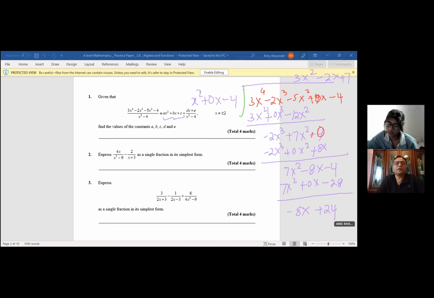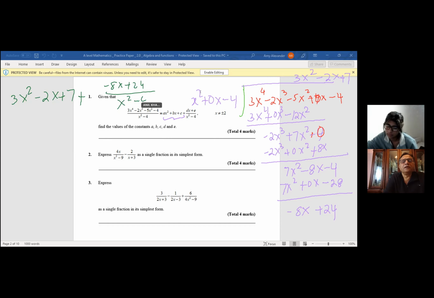Now you can compare the coefficients, correct? Yeah. So you can write down all the values, and that is how you're going to solve this particular question. So we have ax square plus bx plus c. Let me rewrite what I have, and then you can write down 3x square minus 2x plus 7. The remainder is minus 8x plus 24. So let me write plus here. And then we have minus 8x plus 24 divided by the divisor, which is x squared minus 4.